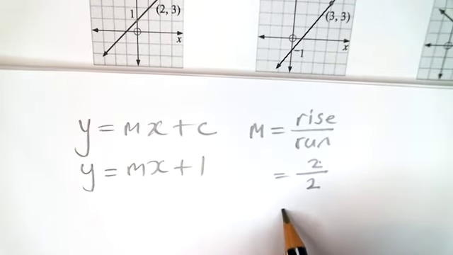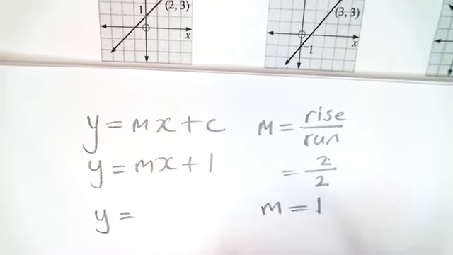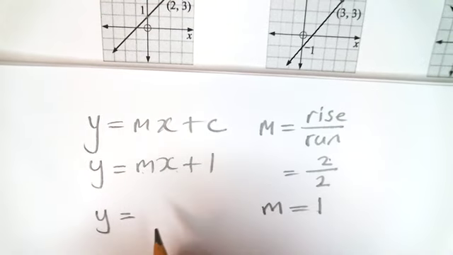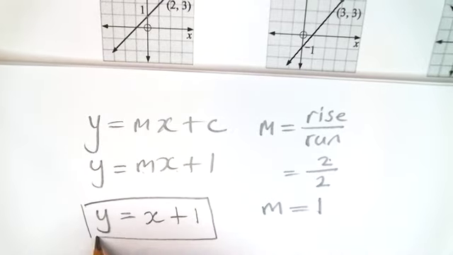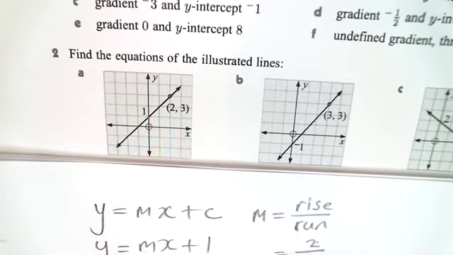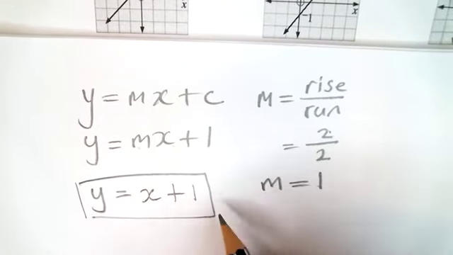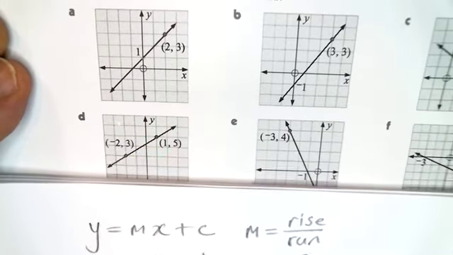Of course, 2 over 2 is equal to 1, so m is equal to 1, so I can now pop that in here. So y is equal to, well, 1 times x is just x. I'm just going to put x plus 1, and there is my equation for this line here. So the equation is y is equal to x plus 1. Done. Job finished.